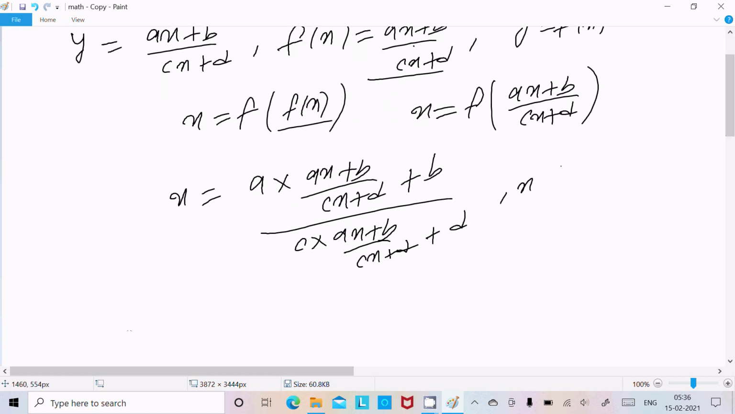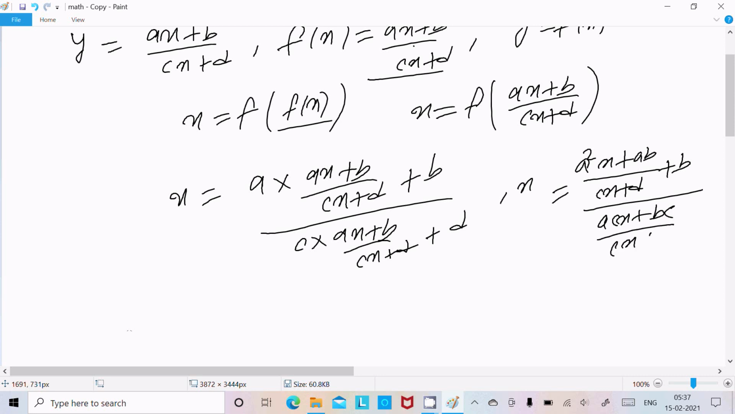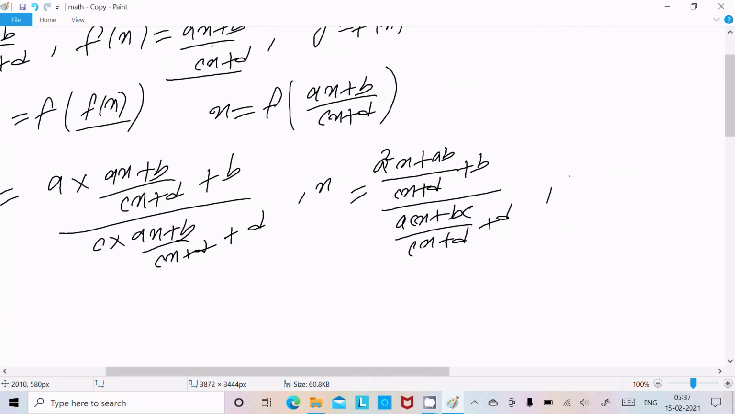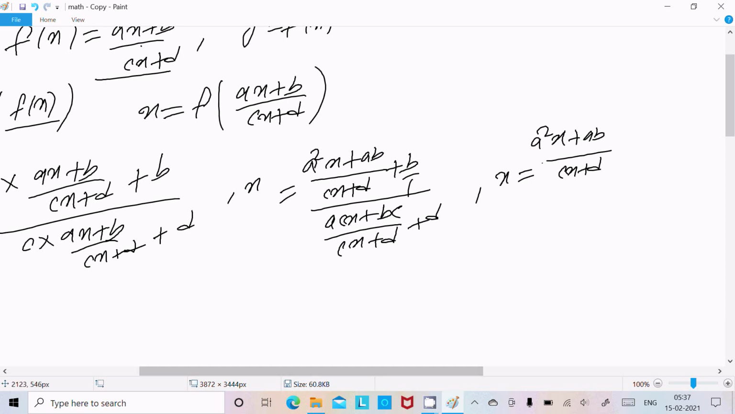Now x = (a²x + ab)/(cx + d) plus b, and here (acx + bc)/(cx + d) plus d. Now hereafter I'm going to take the LCM. So here it comes (cx + d), then a²x + ab, and here I have taken the LCM.